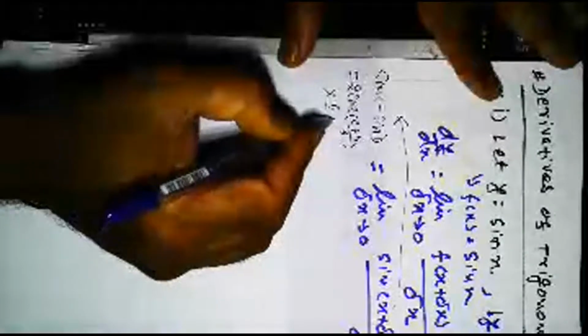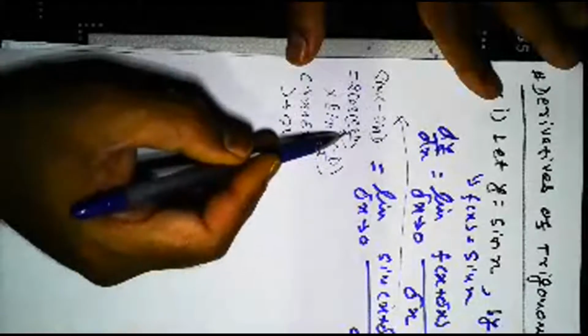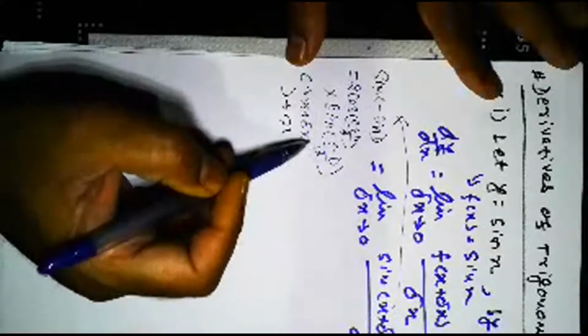Now this is in the form of the sine C minus sine D formula. Here we call C as x plus delta x and D as x only, and we apply the sine C minus sine D formula. That formula is 2 cos((C plus D) by 2) times sin((C minus D) by 2), which you have to remember.